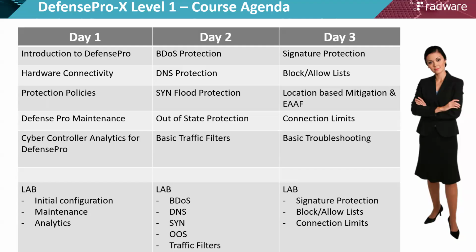Third is location-based mitigation. So based on the geographical location, let's suppose if you want to block a certain traffic originating from a certain country, then you can do it via location-based mitigation. Okay. ERT active attackers feed, I'll explain you during the presentation. That is also being covered.